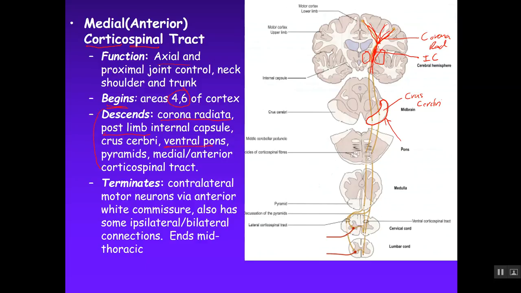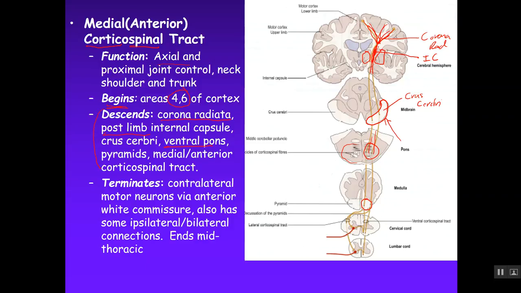It runs down through the ventral pons. So these fibers are just going through that front basilar part of the pons, running down through the ventral part of the pons. Then once it gets to the medulla, it is in the pyramids. That front part, most medial front part of the medulla is called the pyramids. That's motor tracts running down the front part.